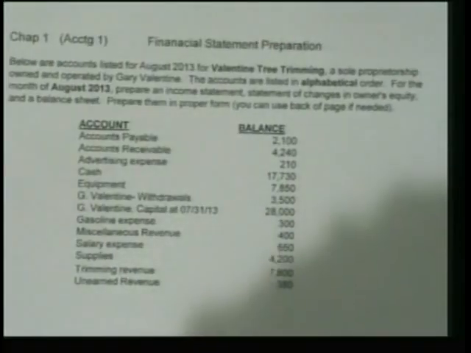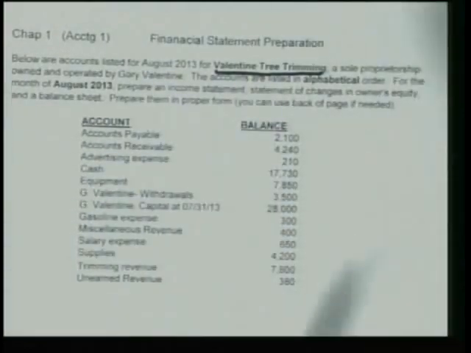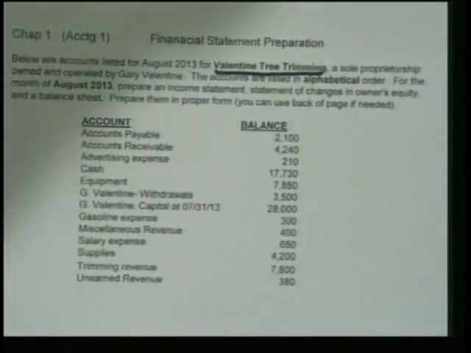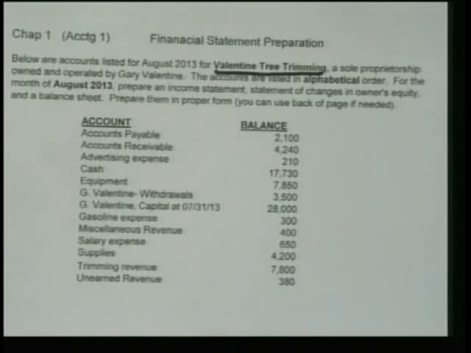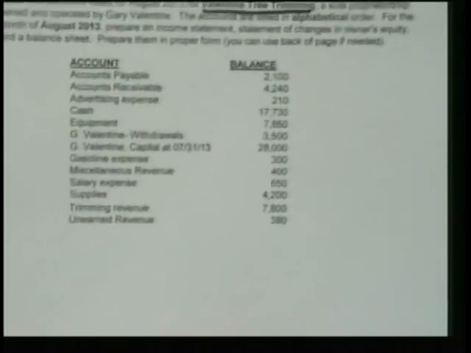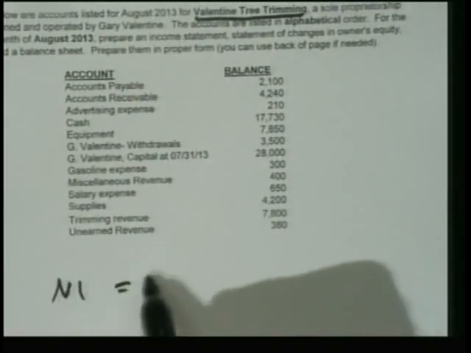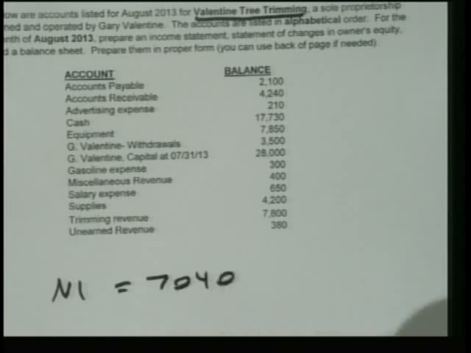This is for Valentine tree trimming. Okay? And what I want you to do is prepare the 3 financial statements for Valentine tree trimming. Okay? Now let me give you a few check figures on this. We're going to start on it during class, but I don't think we'll have time to do the whole thing. Okay? Let me give you some check figures. The net income is going to be $7,040. Okay?